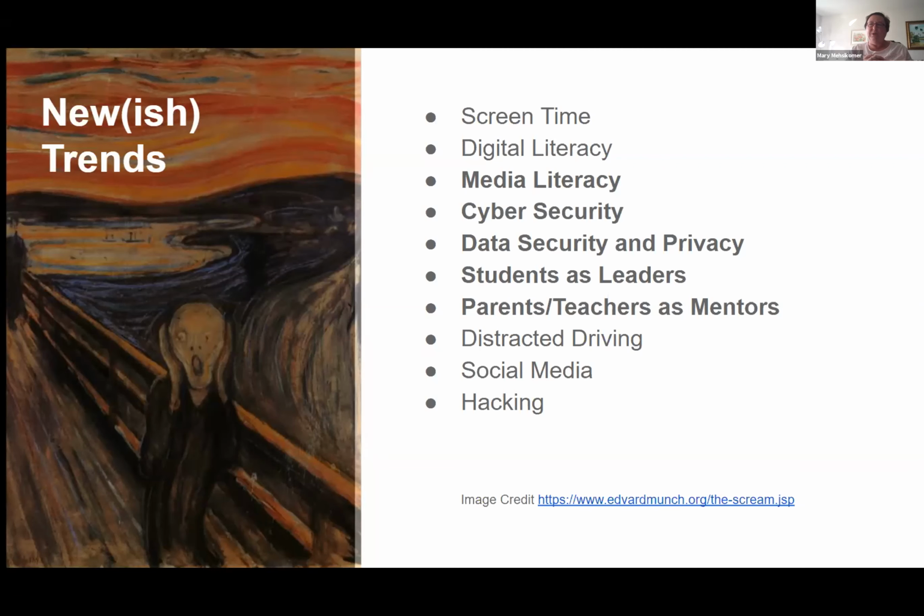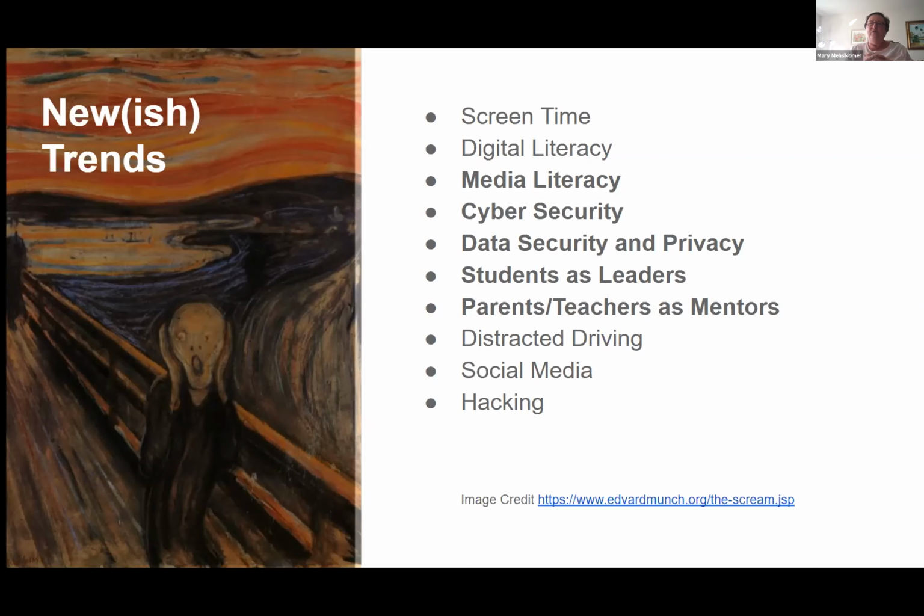Cybersecurity. I work with school districts quite a bit, and I know that cybersecurity is high on the list of concerns for education technology directors and others in terms of keeping networks safe and avoiding all kinds of data breaches and that kind of thing. Data security and privacy, so using tools where we can to make sure that our information stays secure and safe.